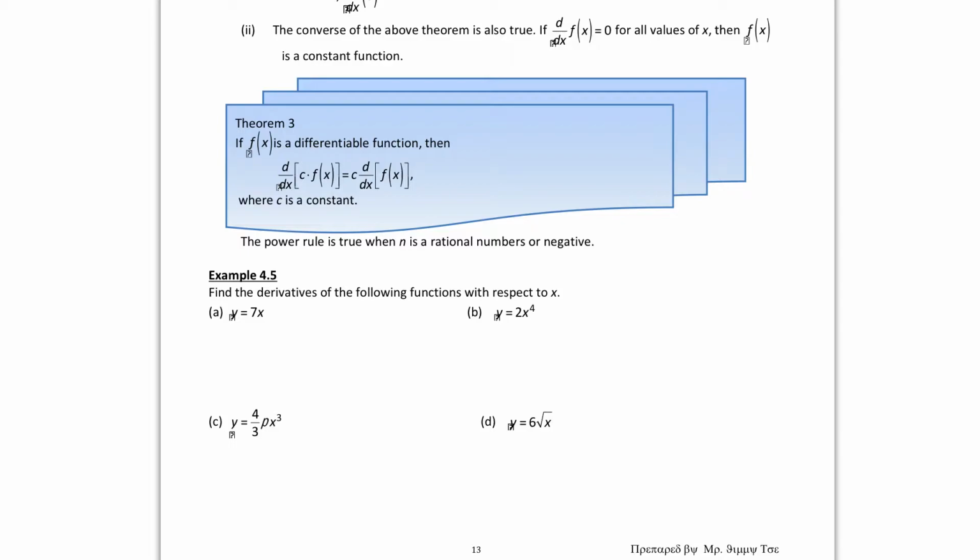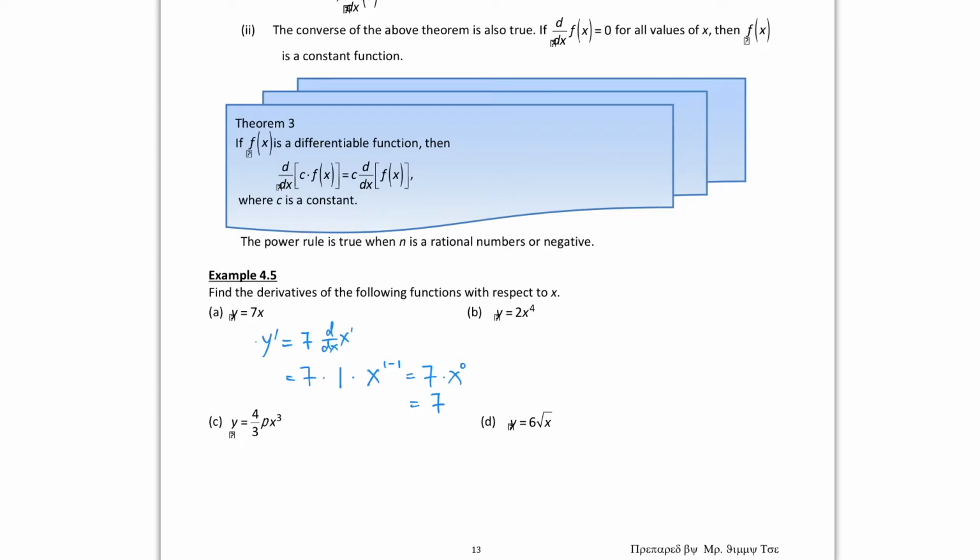Part A, y dash. Because 7 is a constant, we can take it out and find the derivative d over dx of a function of x. This is x to the power 1. So according to the power rule, we write down 1 and the degree minus 1. So it's 7 times x to the power 0, which is equal to 7. Let's see one more example.